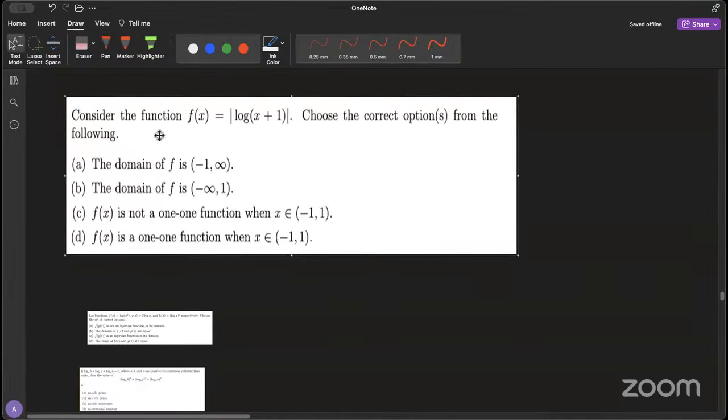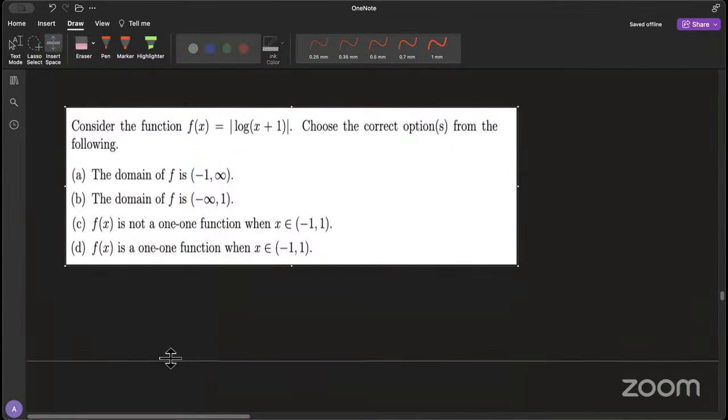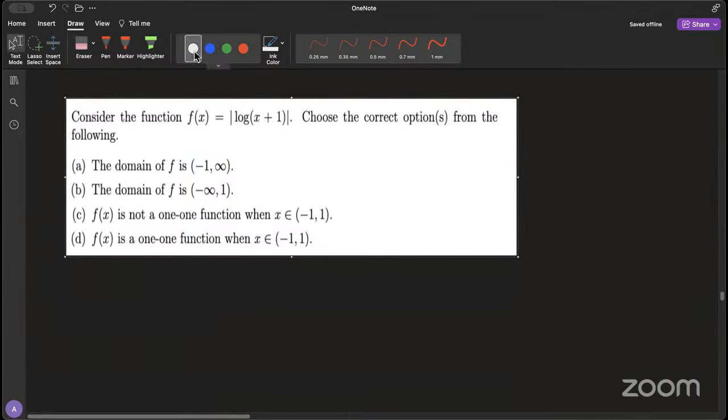This is the next question. So which one of these do you think is correct?